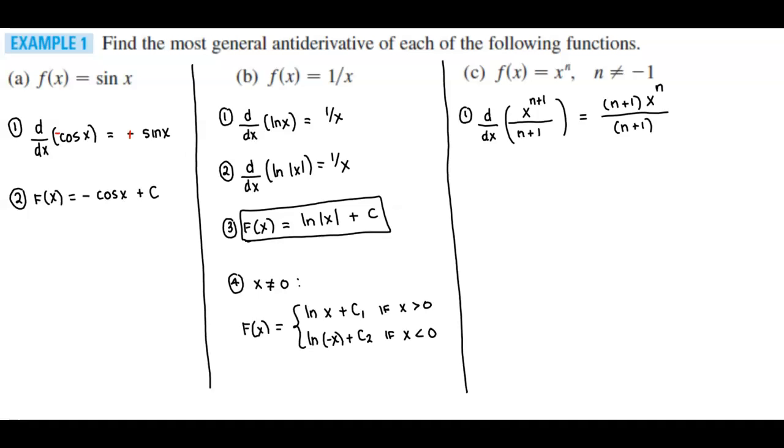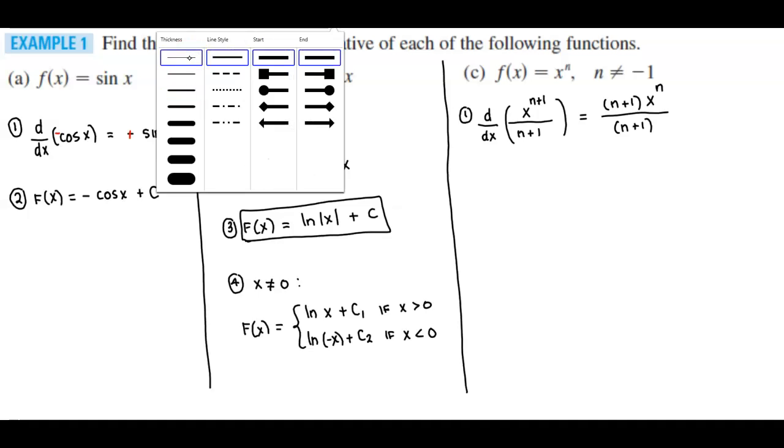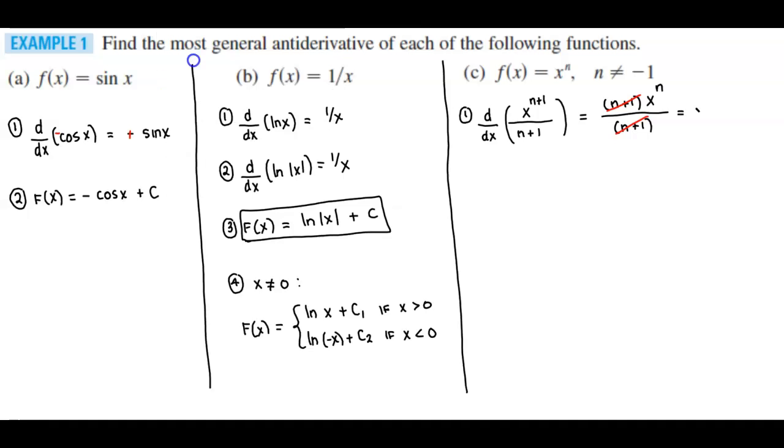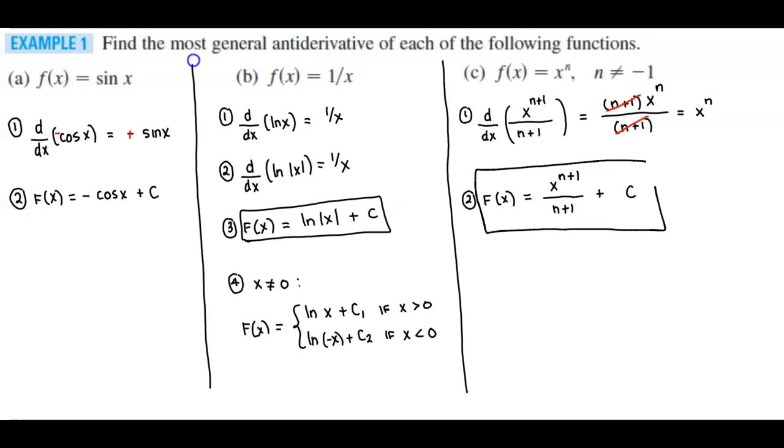Well, what happens here? You can see that we can simplify those, and what we end up getting is x to the nth power. So therefore, this tells us what the antiderivative is. We can say that the antiderivative is going to be x to the n plus 1 over n plus 1, and don't forget we need to include the constant. So there is the antiderivative of that function, and then also there's the first one.